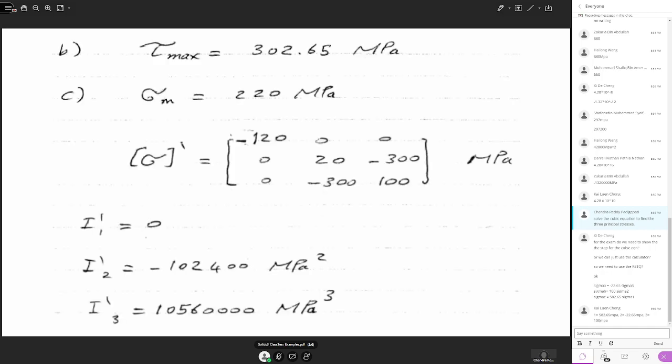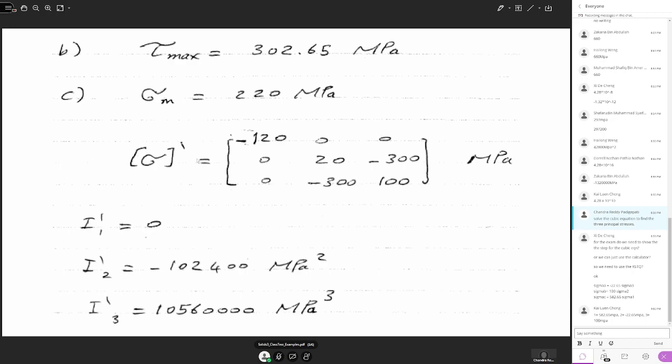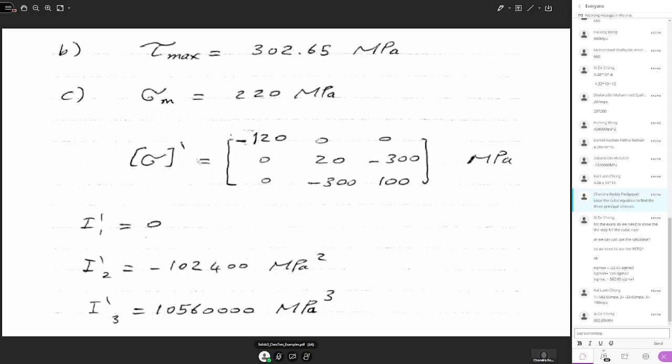So you can see this is 582.65 minus 22.65. So that you will get 560. Sorry, is this 302? 582.65 minus 22.65. So minus of minus, therefore it will be plus. So you will get 605.3, over 2. So that means that D Cheng's answer is correct.